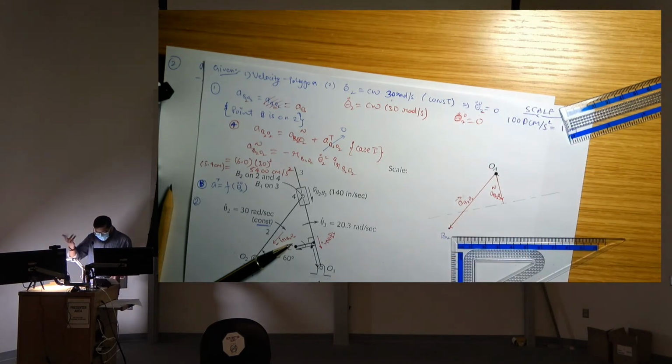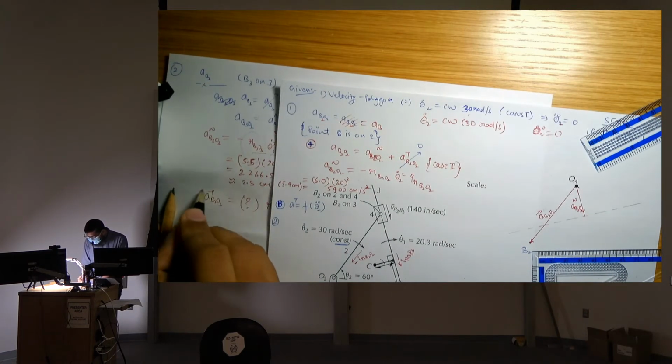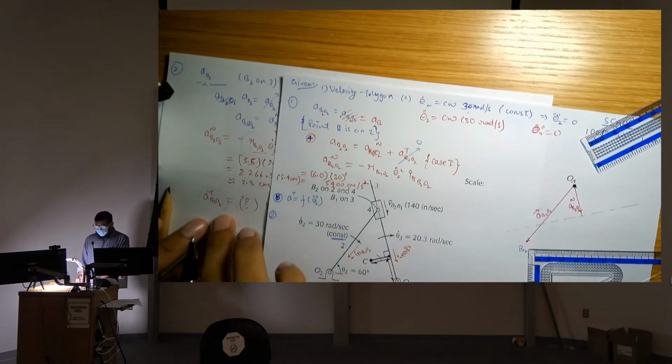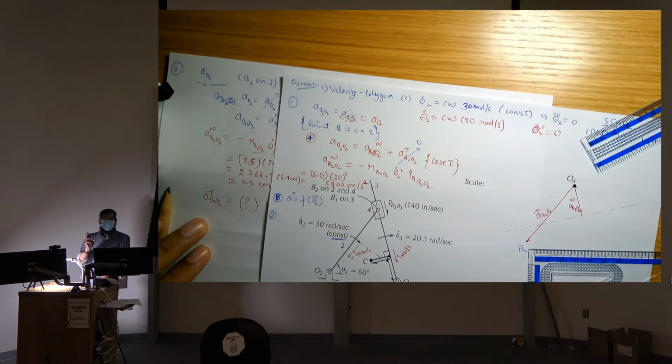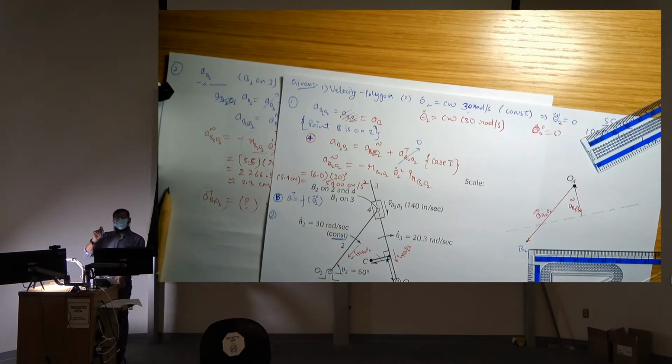Suppose we know the tangential acceleration also, suppose we have the magnitude and we place it here, so what would be the end point of that? B3, yeah. So now the task is to locate B3.